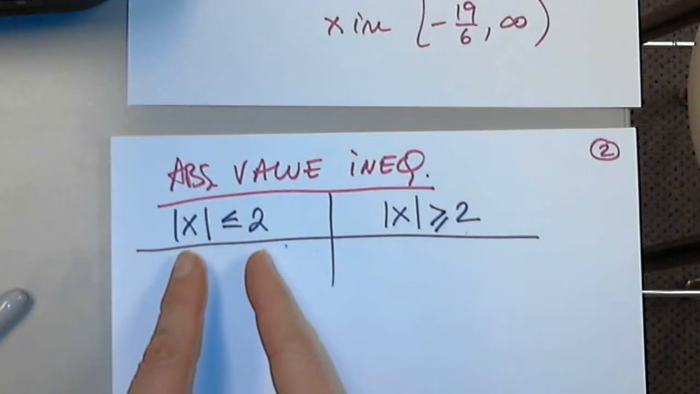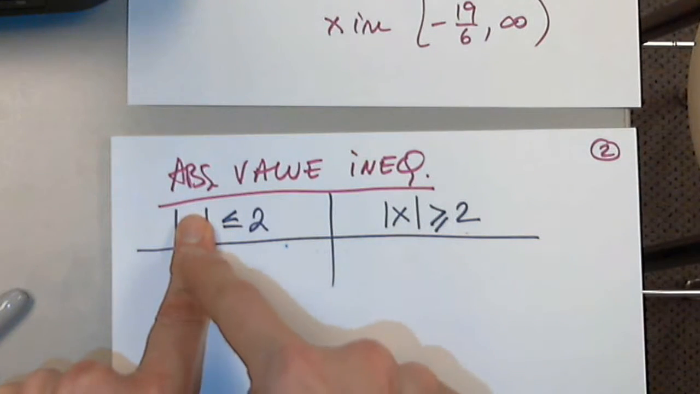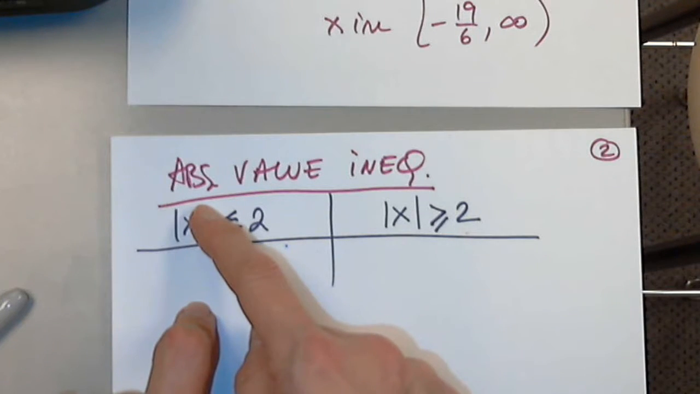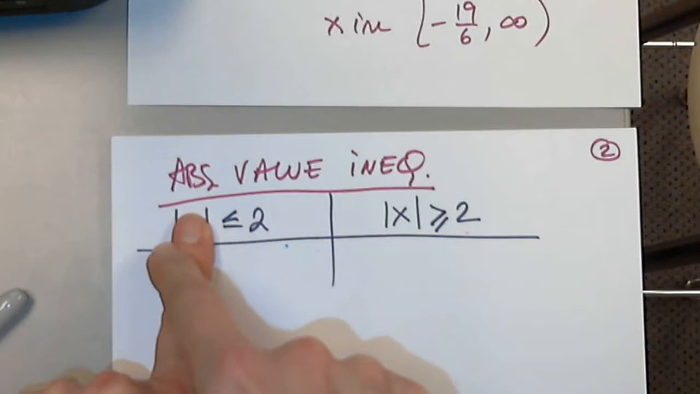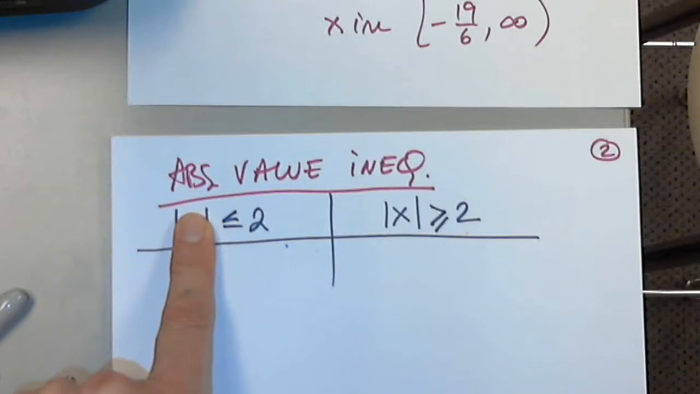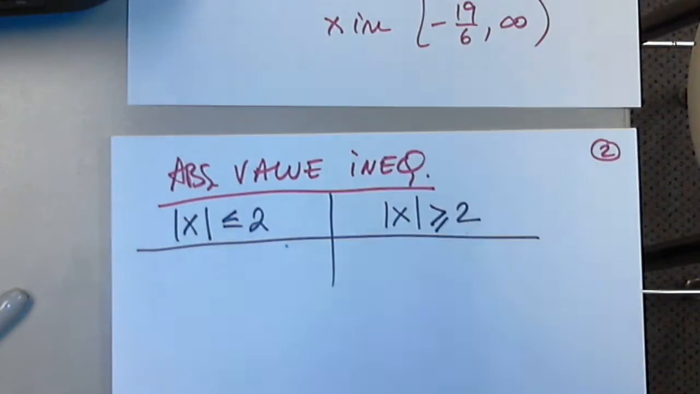What does this say to me? Here's what it says. It's asking me to find numbers. The absolute value is the distance between 0 and a number, correct? Okay. So it's asking me to find numbers x whose distance from 0 is 2 units or less. So 2, 1, 0. So let's take a look.